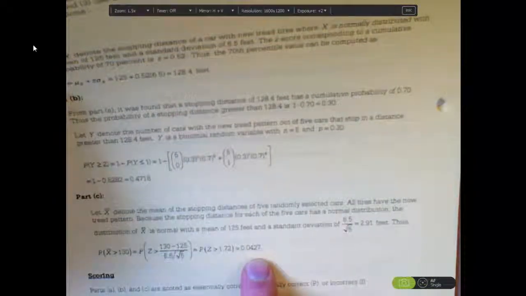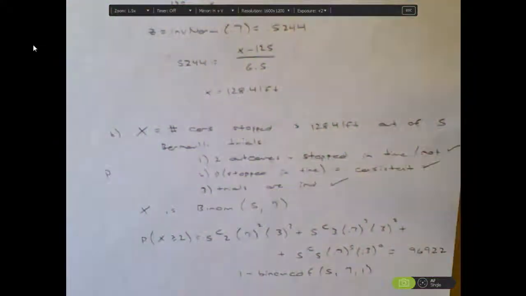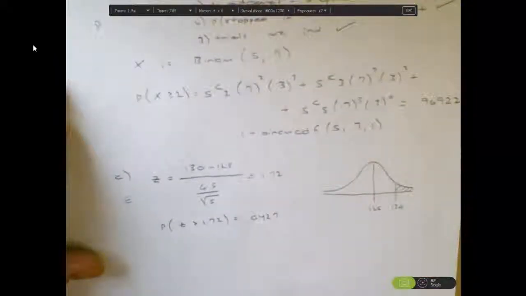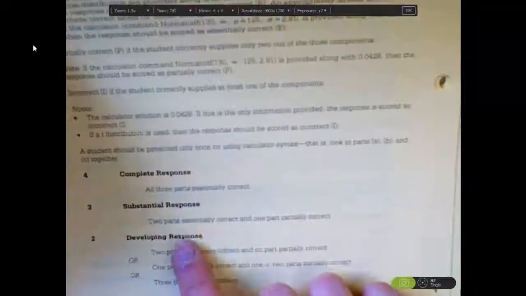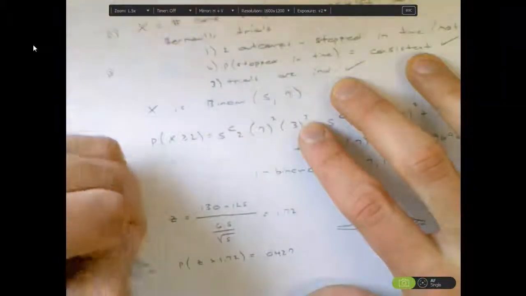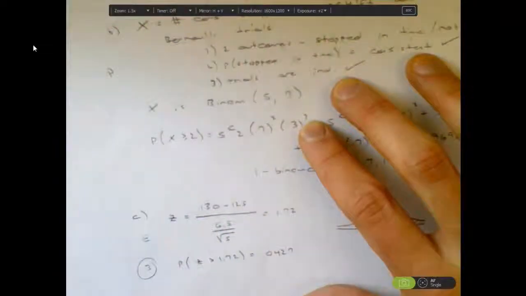Z-score is the same, probability is the same. We're good. So I have all 3 of those components met. That's an E for grading that. Okay, as far as scoring this out of 4 points now, I have 2 E's and a P. So 2 parts essentially correct, 1 part partially correct. That's going to correspond to a 3. So this is going to be a 3.